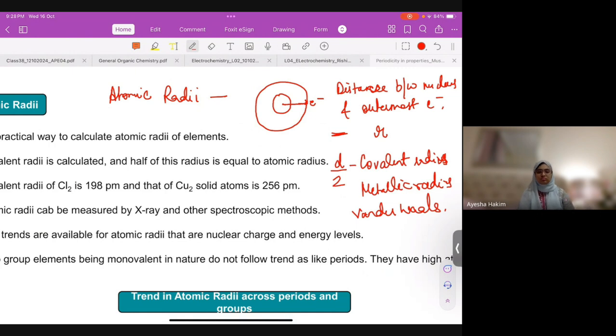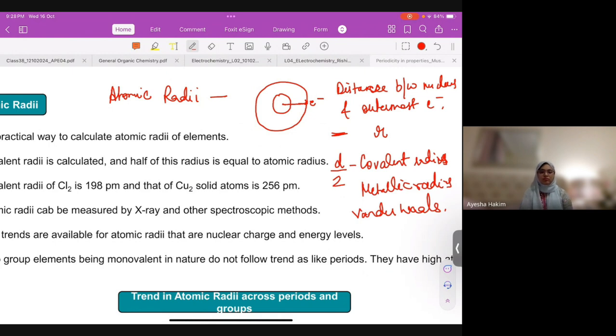So my concept for asking all this was that atomic radii is a very small distance, actually in picometers. And it is very difficult to calculate atomic radii by any technique. So in order to calculate atomic radii, I should know the internuclear distance of any bond. And that's why covalent bonding, ionic bonding, and all these concepts come up.